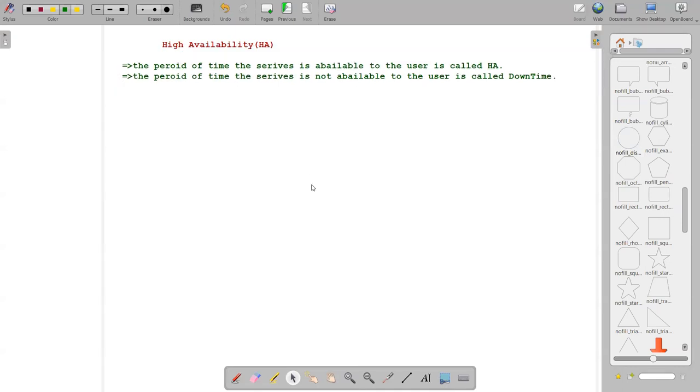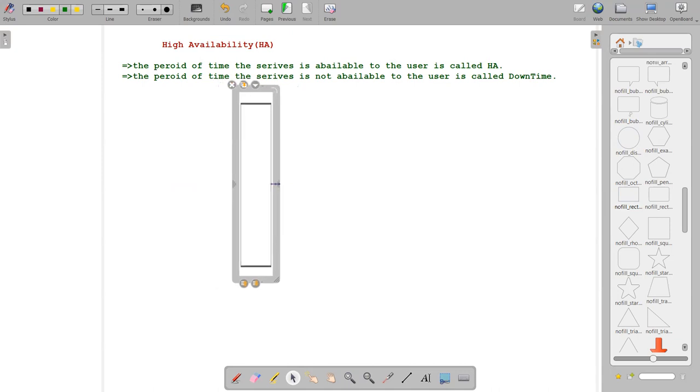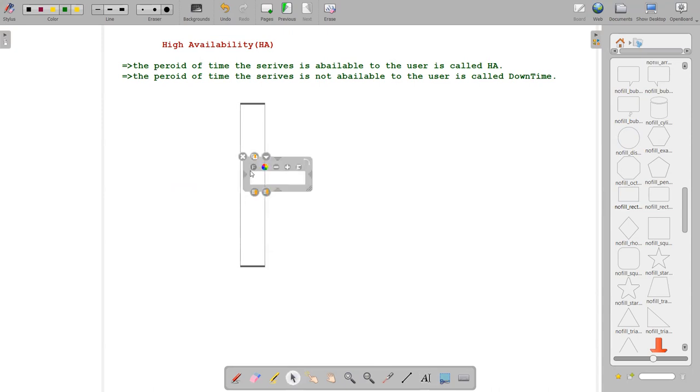I am giving one diagram to you. Who is responsible for things like downtime? This is when you are having the applications. Who is this? LB, it's important. Load balancer. The load balancer is doing a lot of work for you.